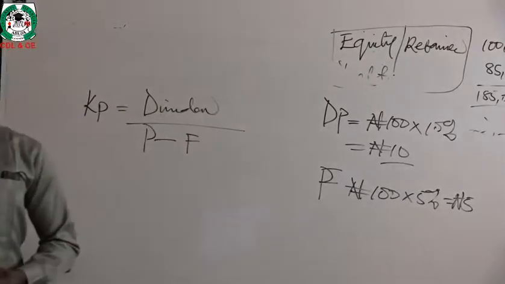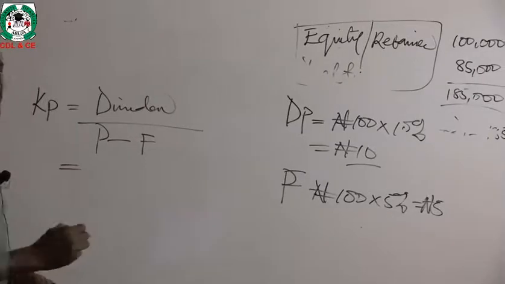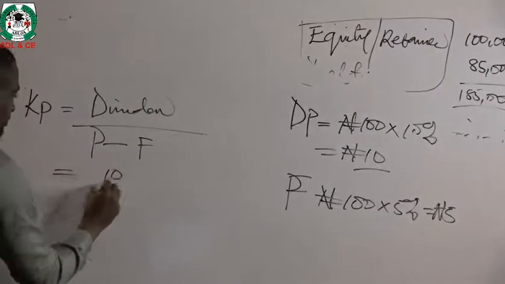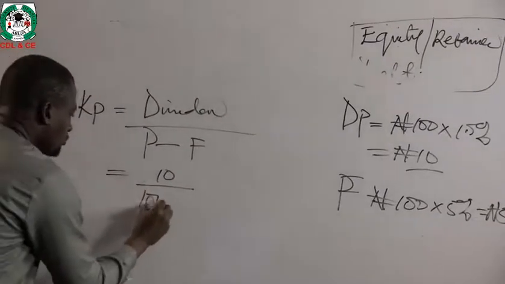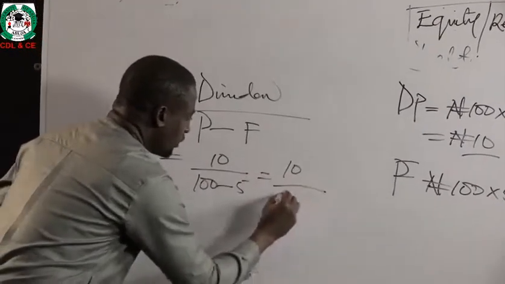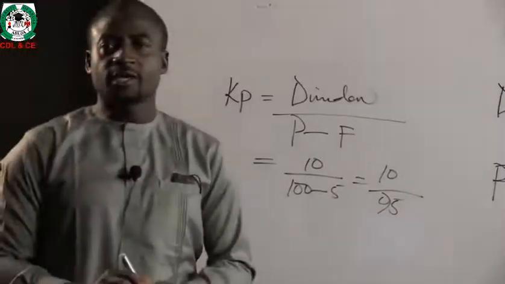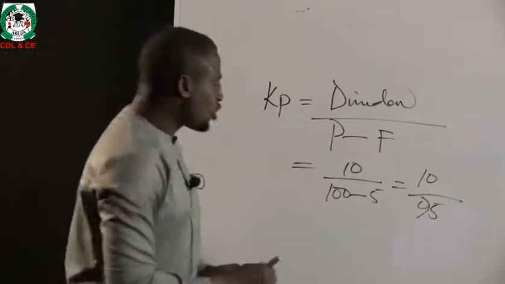So, substituting this into the formula we are given, we simply say our dividend is 10 all over 100 minus the 5, which gives us 10 all over 95. So this is the cost of the preferred stock for the firm.